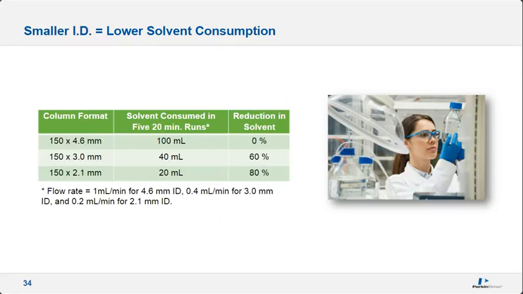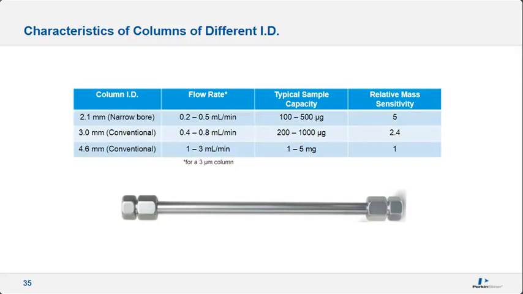Again, we can look at the flow rate ranges for the various column IDs that are utilized, including the 2.1, which has a flow rate range of 0.2 to 0.5 mL per minute, and has a typical sample capacity of anywhere from 100 to 500 micrograms, and a relative mass sensitivity of 5. If we now go to the larger internal diameter, such as the 3 millimeter, the flow rate range is from 0.4 to 0.8 mL per minute.